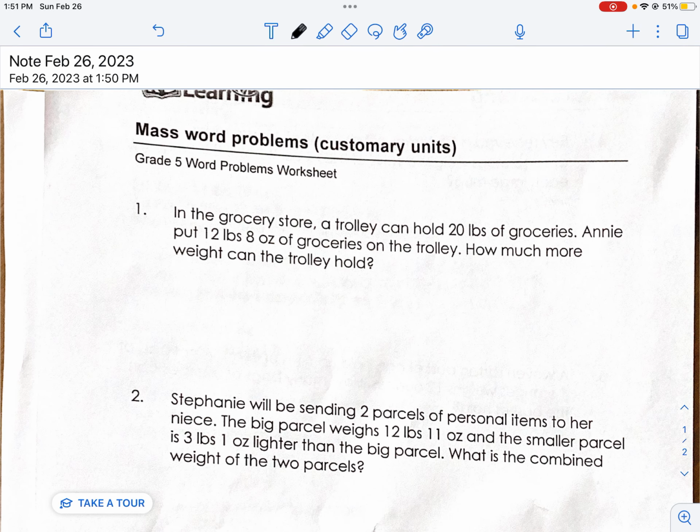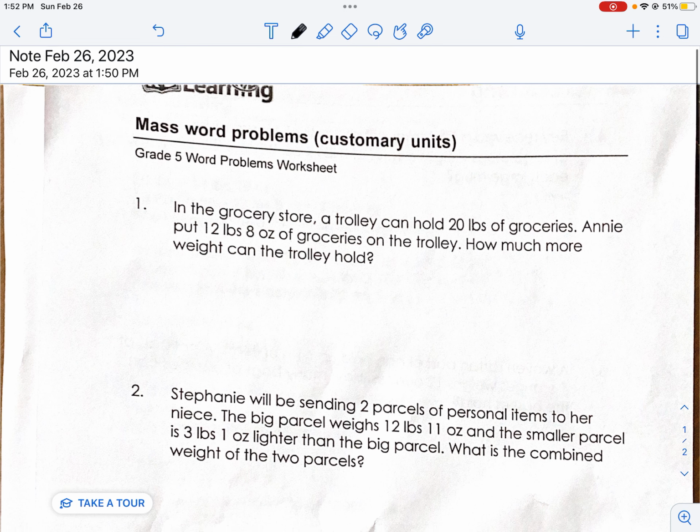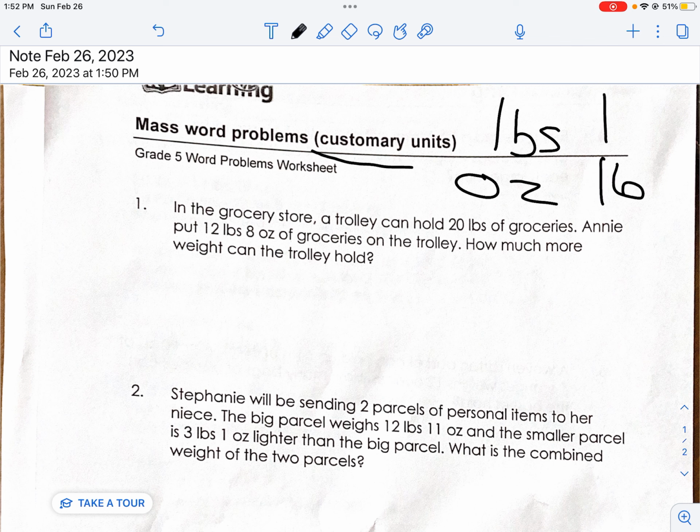Hi guys, so in math we're going to start a new topic and it's going to be about mass. And so with mass, you need to think about what that means. And we're just talking about the customary units. So we're just going to be talking about pounds and ounces. So a lot of you have done this on Alex already, but you need to know that there is 16 ounces per every pound.